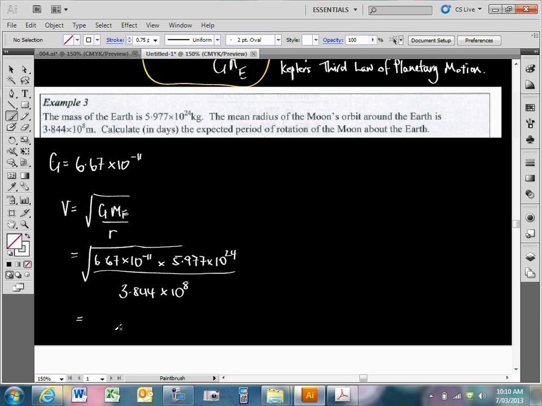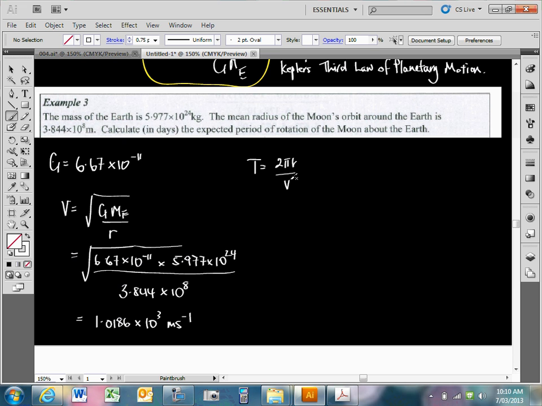V equals 1.0186 by 10 to the 3 meters per second. So a thousand meters per second, a kilometer per second. Then I'm going to go to this. You guys could have gone straight to your Kepler's third law of planetary motion.